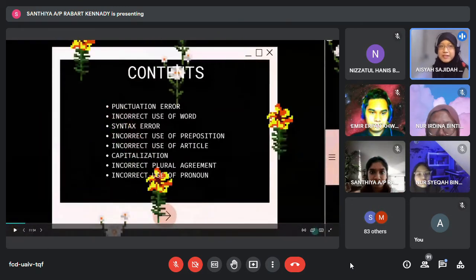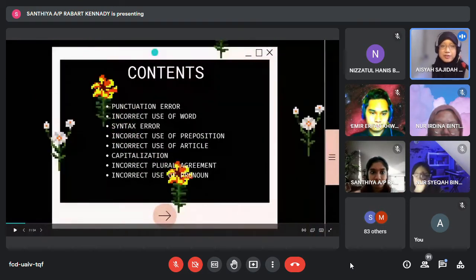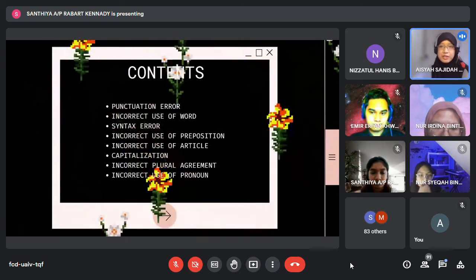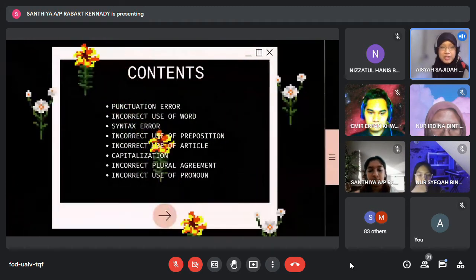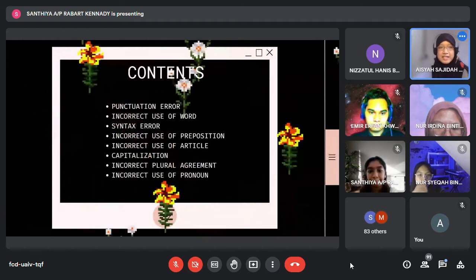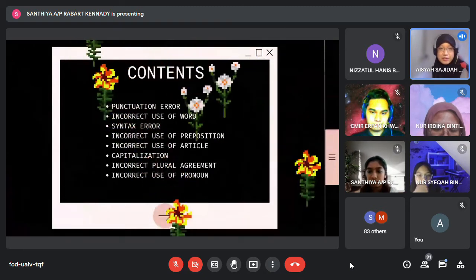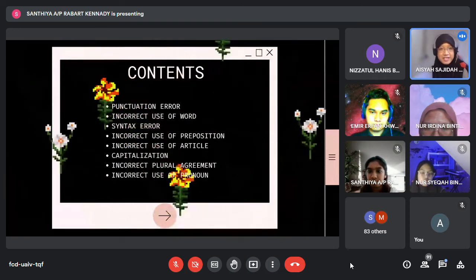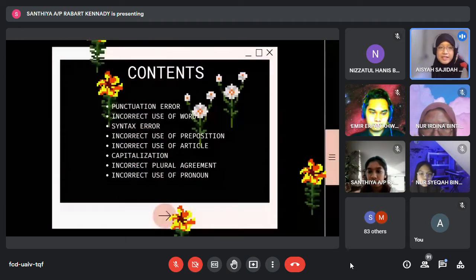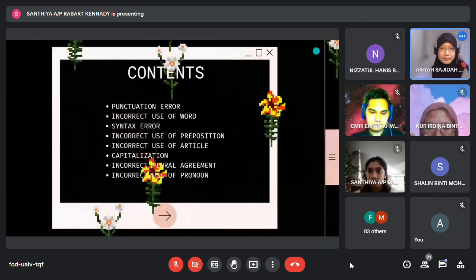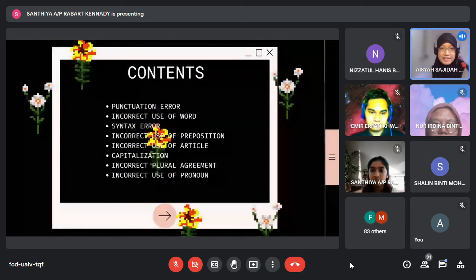So before starting, I would like to introduce the contents that we are going to discuss today. So we are going to discuss punctuation error, incorrect use of word, syntax error, incorrect use of preposition, incorrect use of article, capitalization, incorrect plural agreement, and lastly, incorrect use of pronoun. Next slide, please.